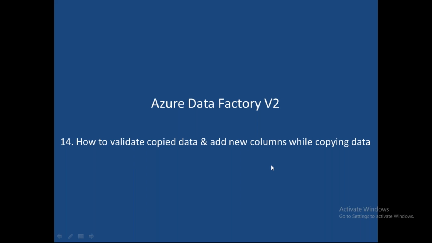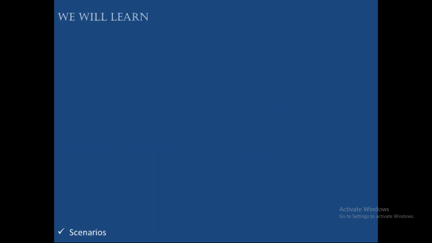If you want to add new columns, for example, I have customer ID, customer name, customer location in my source file. I want to add a load date to my file, and then I want to load it into my destination. For example, my source has three columns, and my destination is going to have four columns, because I'm going to add the extra column when I'm copying the data. All those things we'll see.